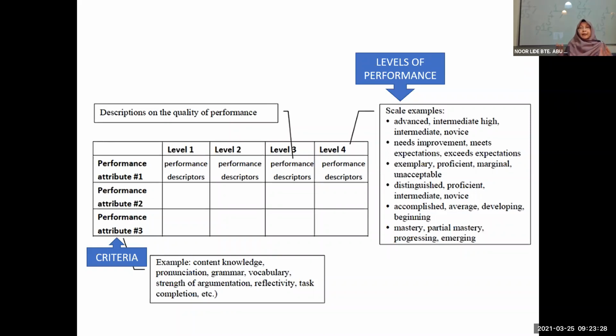Number one, you have the performance criteria. These are the attributes or criteria that we want to assess, for example, content knowledge. This is an example of a language task. It says content knowledge, pronunciation, grammar, vocabulary. Because of pronunciation, we know that this is an oral task. And then we have the levels of performance.